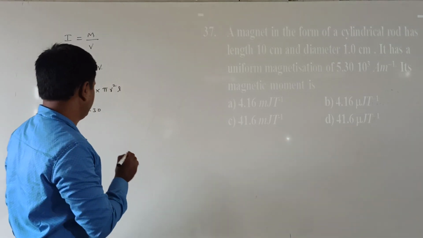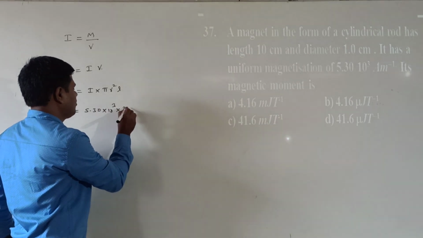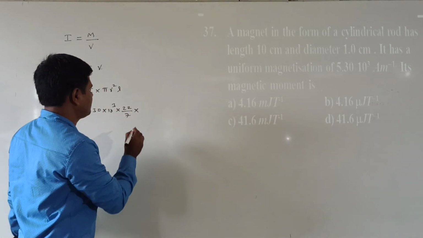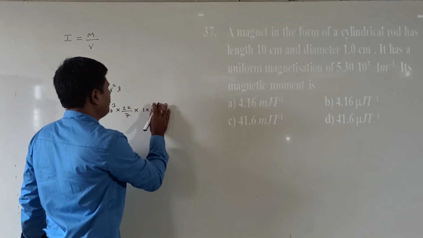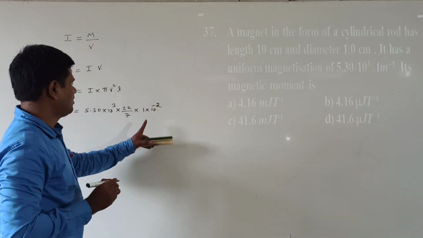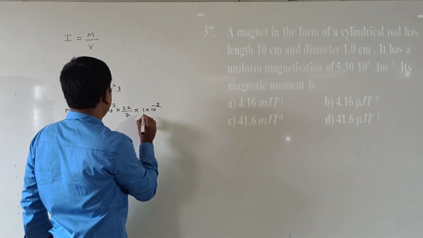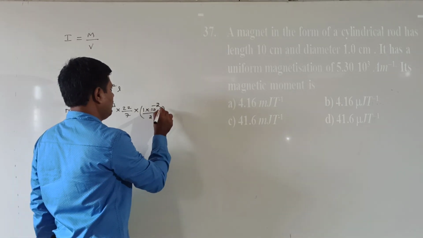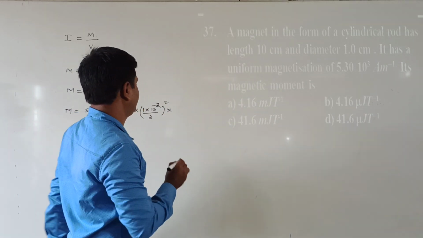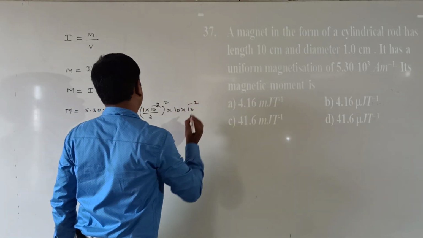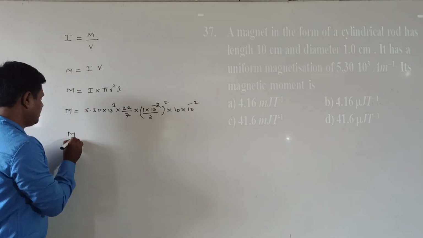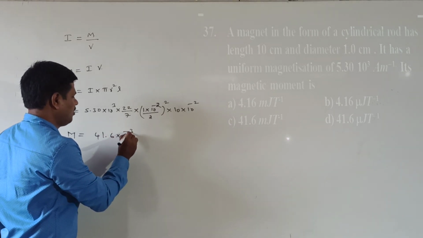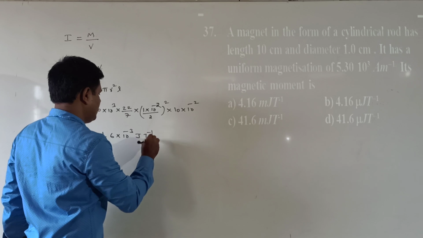5.30 into 10 power 3, into pi value, which is 22 by 7, into r square. The diameter is given, so the radius means we have to divide by 2, whole square, into length. The radius is 1.0 into 10 power of minus 2, converting centimeters into meters. The length is 10 centimeters, that is 10 into 10 power of minus 2. When calculating this value, we get the magnetic moment, equal to 41.6 into 10 power of 3 Joule Tesla inverse.